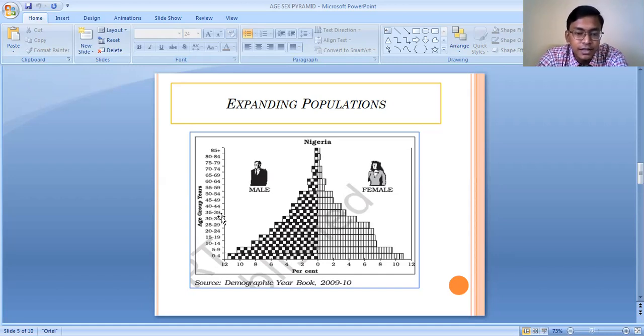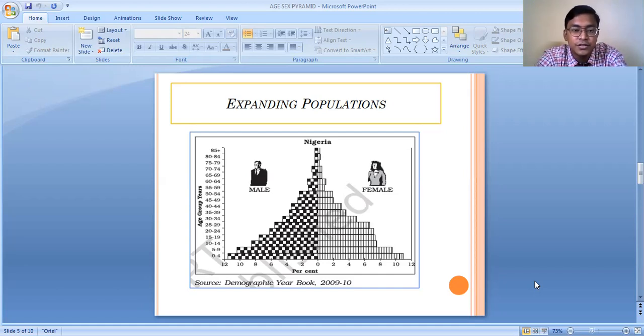On the left hand side, a vertical line is going, and age groups in years are written: 0 to 4 years, 5 to 9 years, 10 to 14 years, 15 to 19 years, 20 to 24 years, like this way. If I have given the data of population for 0 to 4 years, this much percentage of males and this much percent of females are there. For 5 to 9 years, this much percent of males and females are there, and like this I have provided information up to 60 years and above.